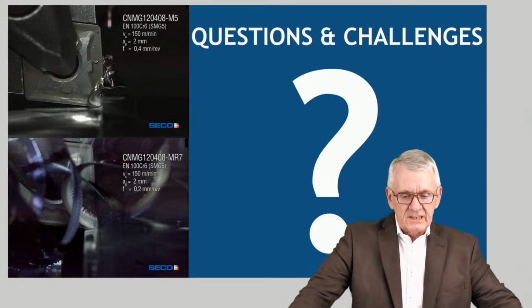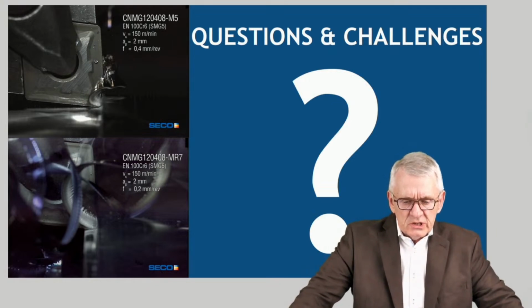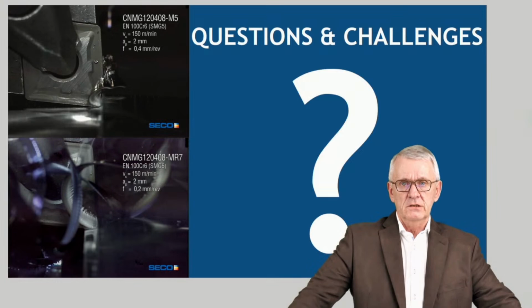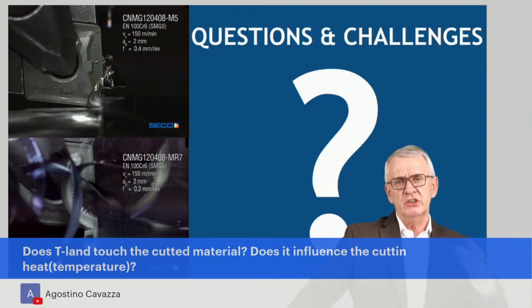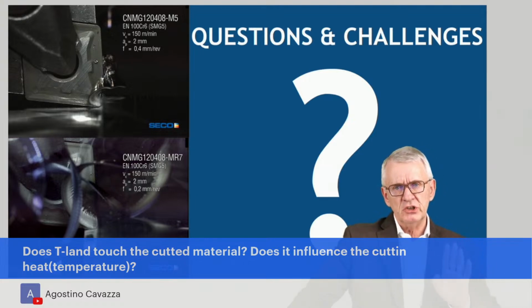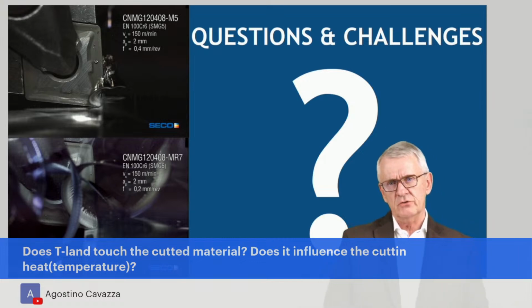There is a question from Kevin, and his question is, does sealant touch the cutted material? Yes. The sealant touches the cutted material on the chip side, not on the machine surface side. I hope you understand what I mean with this. And the second part of his question is, does it influence the cutting heat? Yes, because it influences very strongly, but it's depending also on the feed you use.